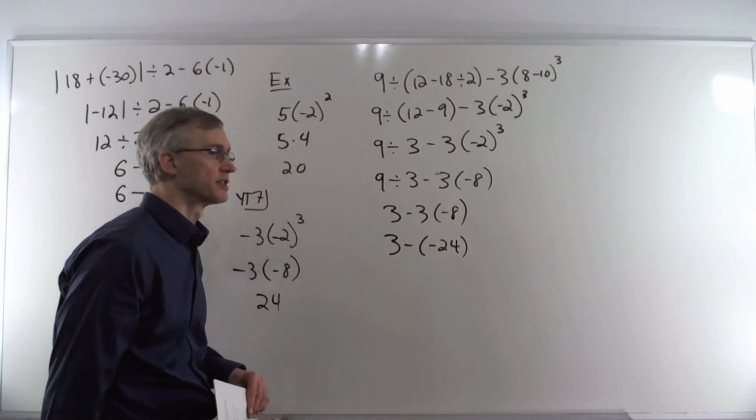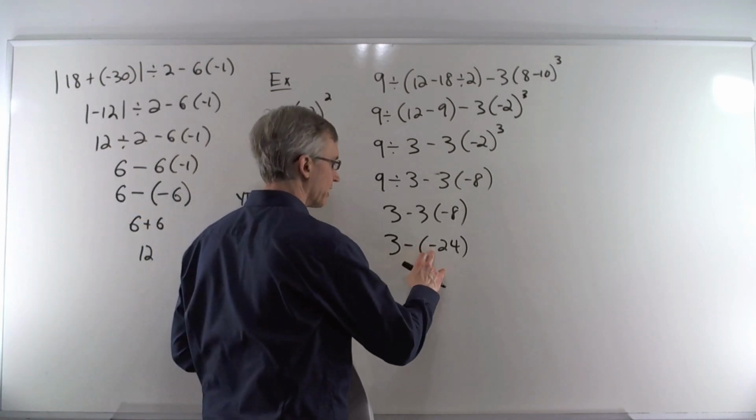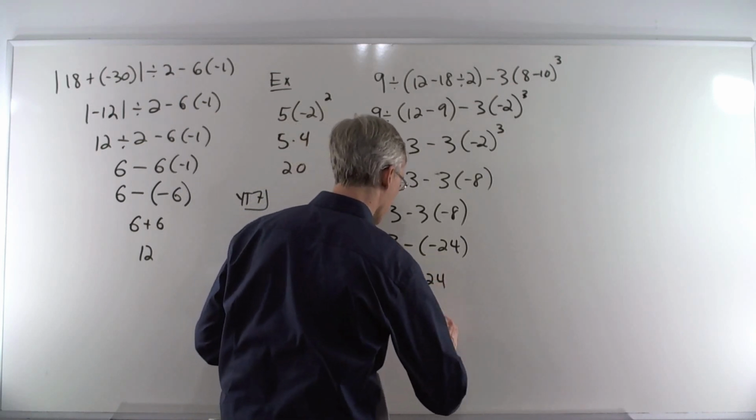3 times -8 is -24. That should go inside parentheses. Now we are subtracting a negative, so that's adding. So 3 plus 24, or 27.